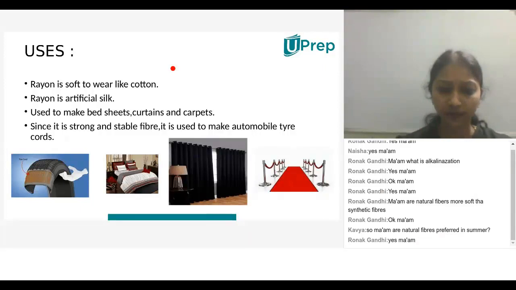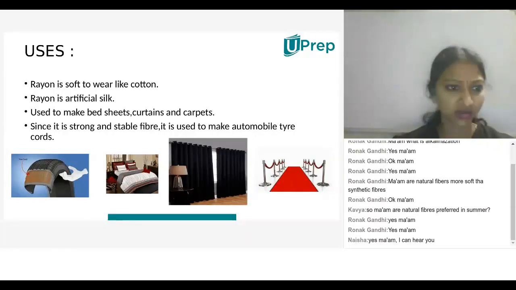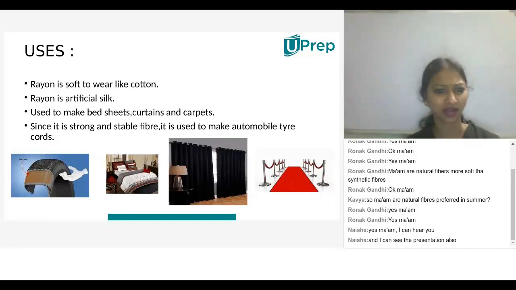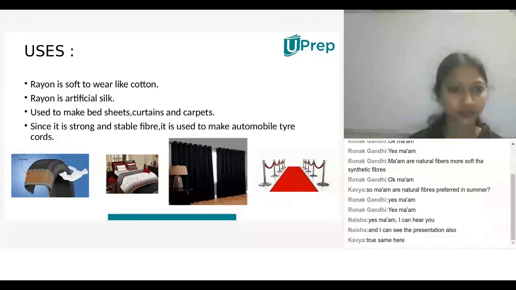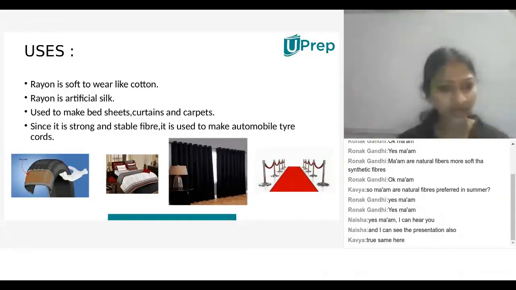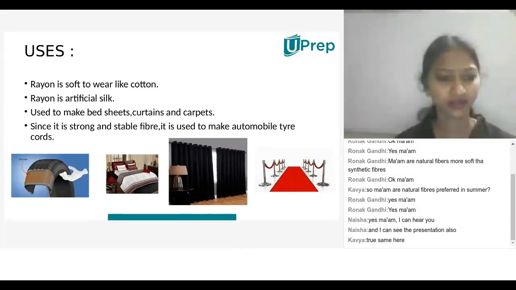Is it audible, children? Suddenly my screen became black. What happened? Is there any disconnection? No, ma'am, your audio is clear and the screen is visible. For me, suddenly it became black. Yeah, good. Okay, now it's fine. Yeah, Kavya, what happened?